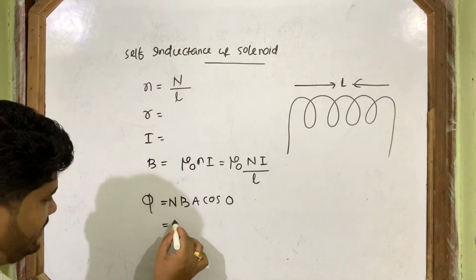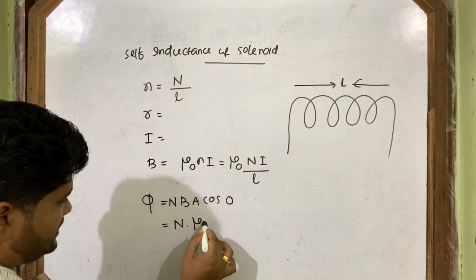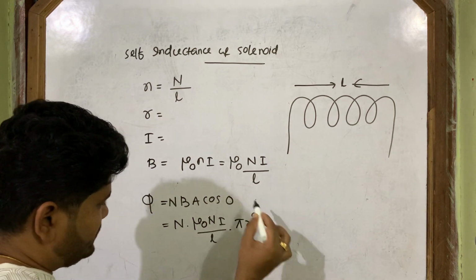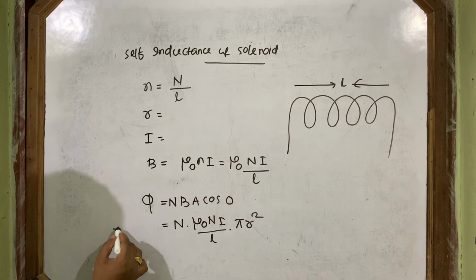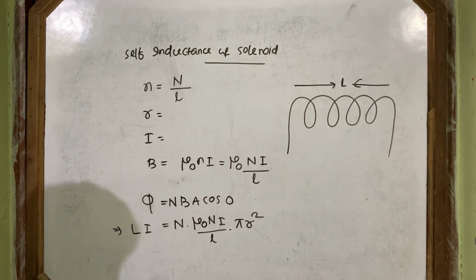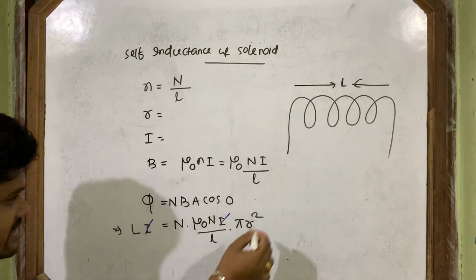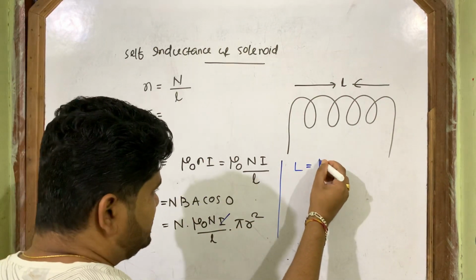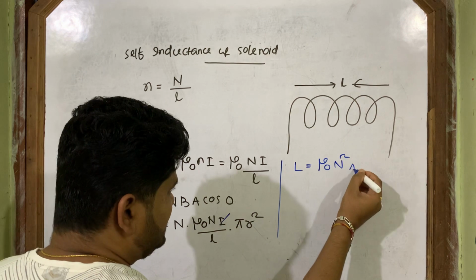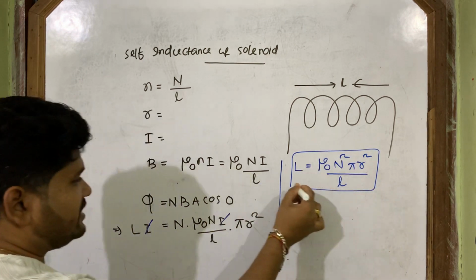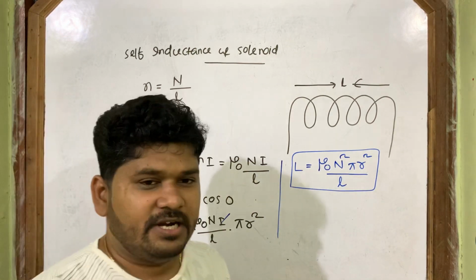Okay, so now in place of B you write mu naught N I by L, and for A you write pi r square. But what is the formula for phi? Phi is equal to L I. As phi is L I, now I cancels from both sides. What is the value of L you got? Mu naught N square pi r square divided by L. This is the self-inductance of the inductor or solenoid.